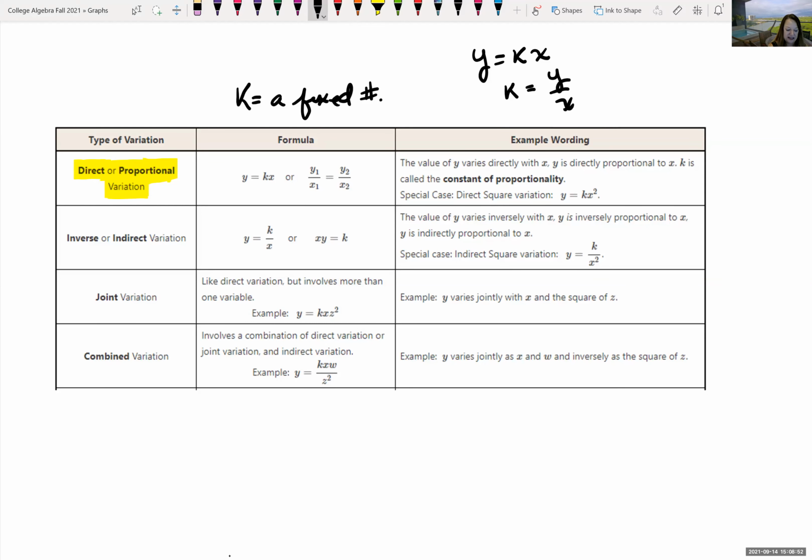And this is just saying it depends on which point you're using. But you get the same thing. So the value of y varies directly with x. Y is directly proportional to x. K is called the constant of the proportionality. Special cases, direct square variation. So if it said y varies directly with x squared, we would write this as y equals k times x squared.